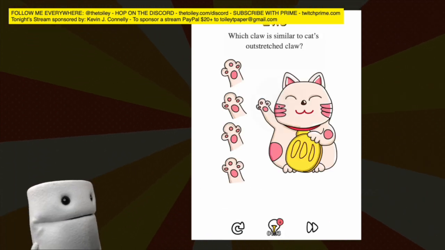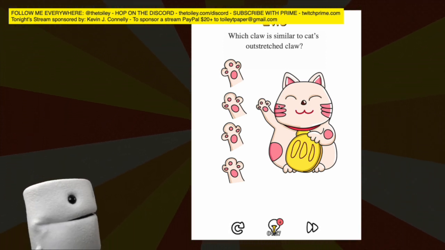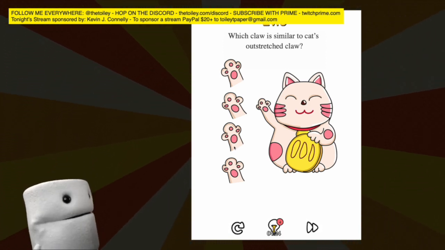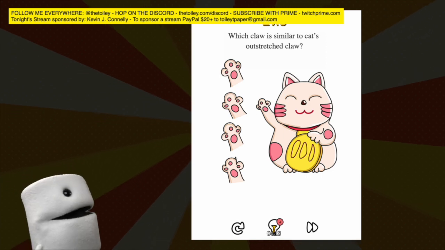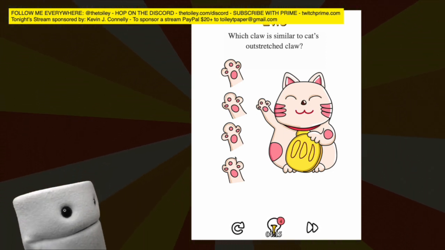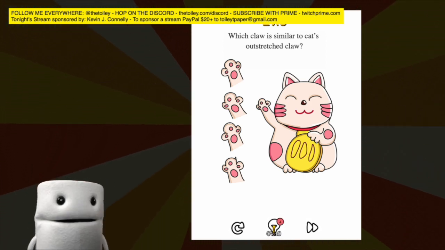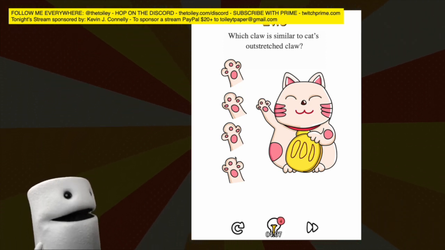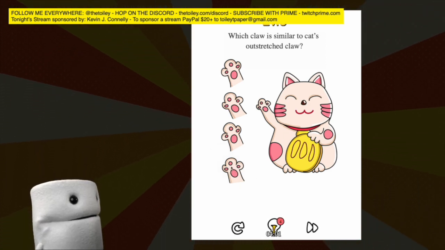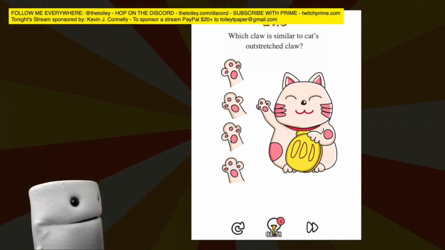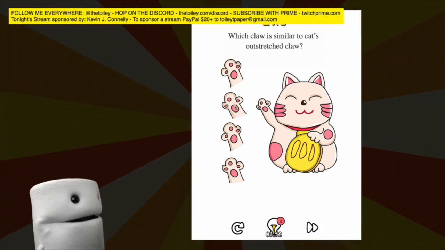You are brilliant. Okay. Which claw is similar to the cat's outstretched claw? Is it 1, 2, 3, or 4? Yeah, Hatch, yes, I just started playing this today. Most people are saying 4. No, it's not 4. Two. Okay, people are saying 2. No!